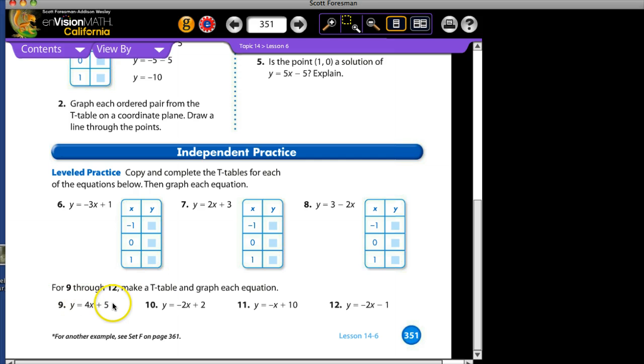For 9 through 12, you've got the equations. They ask you to make the t-table. So that means you get to pick the values for x, and then you're graphing each equation again. I cannot stress enough, you need your own graph for each of these. It makes it much easier to understand what you're trying to do. So your own graph, okay?